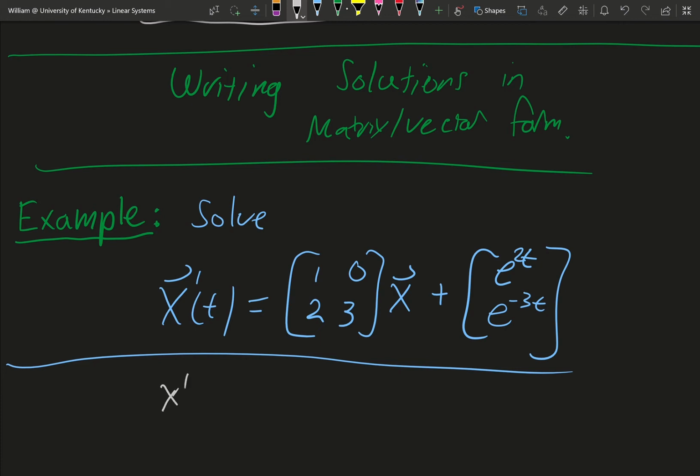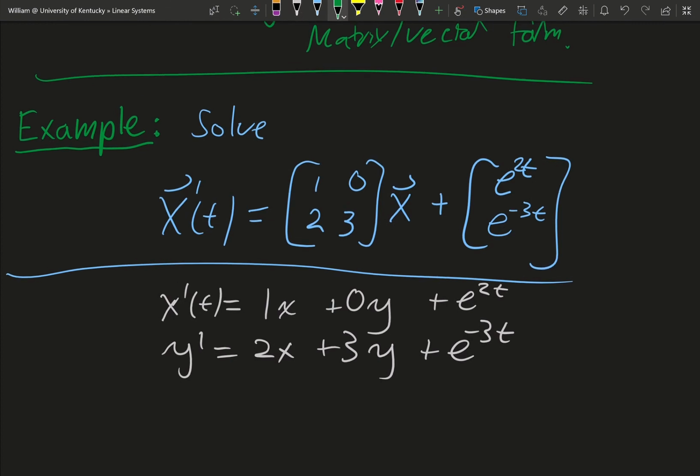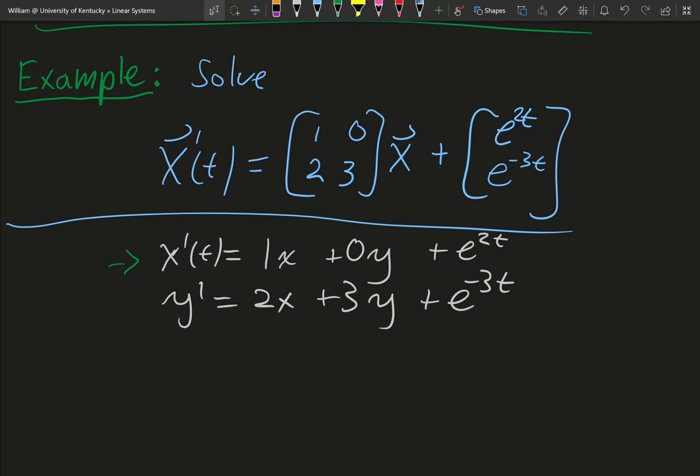So x prime of t equals 1 times x plus 0 times y plus e to the 2t, and y prime equals 2x plus 3y plus e to the -3t. We want to start there because we don't have a y, at least for now. We'll learn some other methods later on, but x prime equals x plus e to the 2t. So x prime minus x equals e to the 2t.